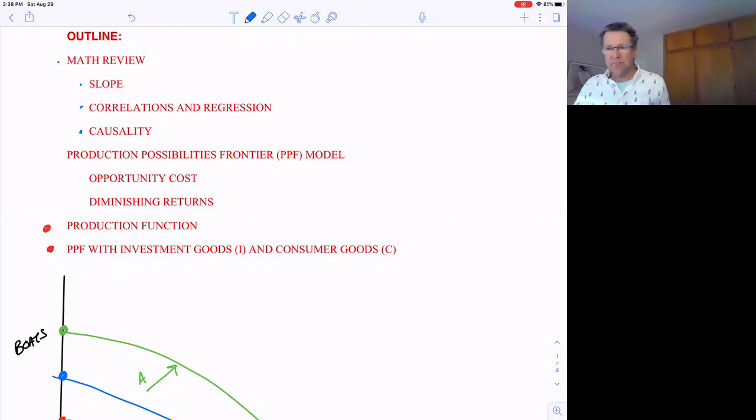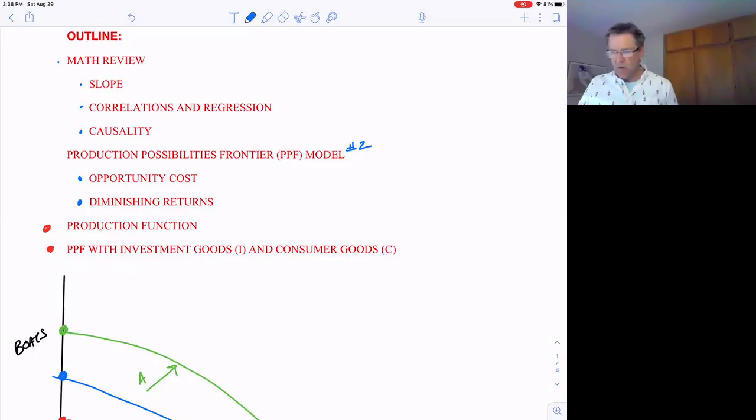We went over a model, a very simple macroeconomic model of the economy. That was the circular flow diagram. Very, very simple model with lots of simplifying assumptions. Then we went through another model, model number 2 of the economy, which was the production possibility frontier. And we looked at how economists define cost as opportunity cost. And we went through diminishing returns.